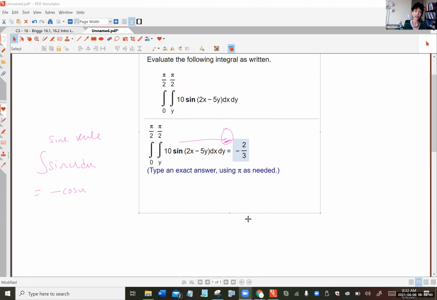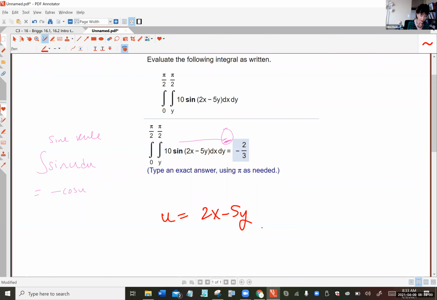Because we are going to use u-sub, in order to receive full credit on my quizzes and exams, you always have to identify the u and the du, else you're going to lose points, even if your answer is correct. I do want to see it. So u is equal to 2x minus 5y. And du, now remember, we're taking the derivative with respect to what variable? X. So it's just going to be a 2.